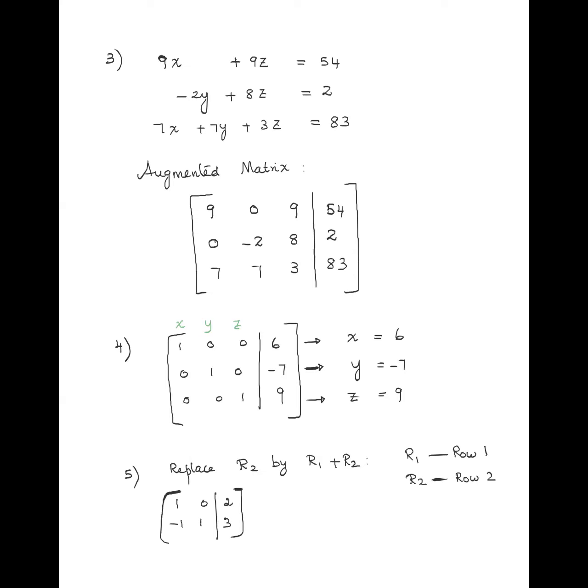So first we have to add R1 and R2. So R1 is 1, 0, 2, and add these two. So when we add, we get 0, 1, 5. And we have to put these values in R2. That's what it says. So that means R1 is going to remain the same, which is 1, 0, 2. Only R2 we are going to replace by 0, 1, and 5. So this is the final answer.